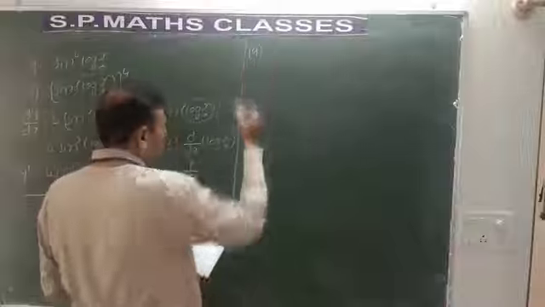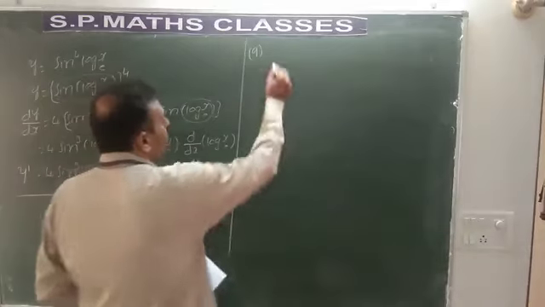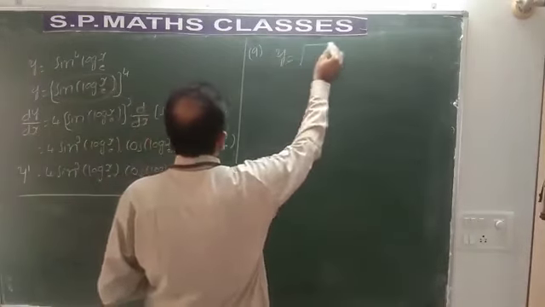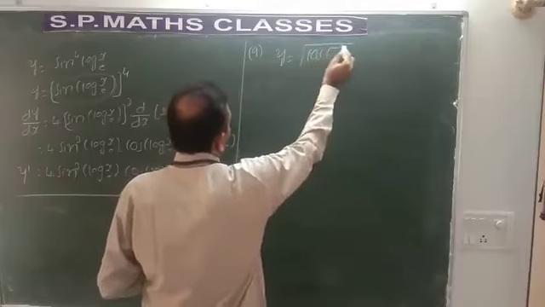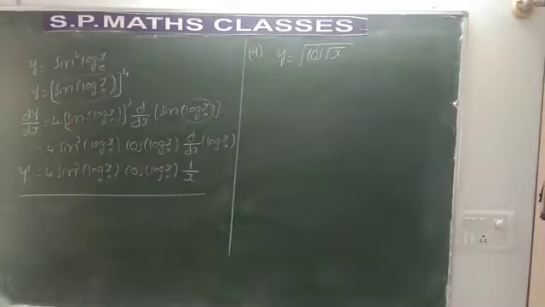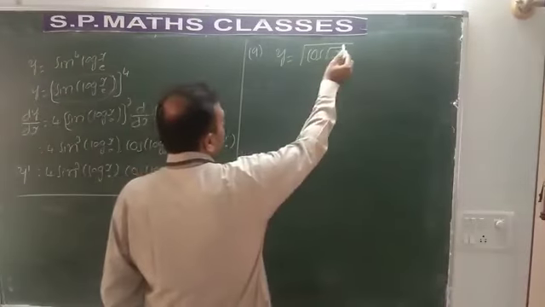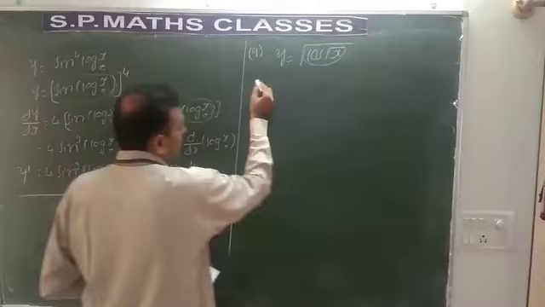We move on to problem number 9. Y is equal to root of cos root x. This is what the problem is. You need to find the derivative of this. Please see here how this can be done. You take this as x to find the derivative.